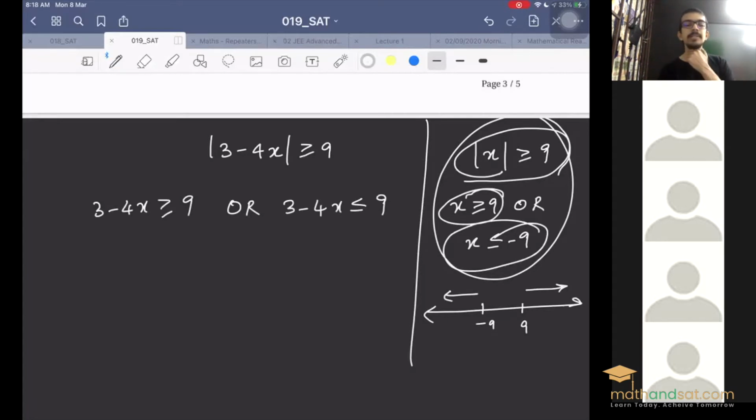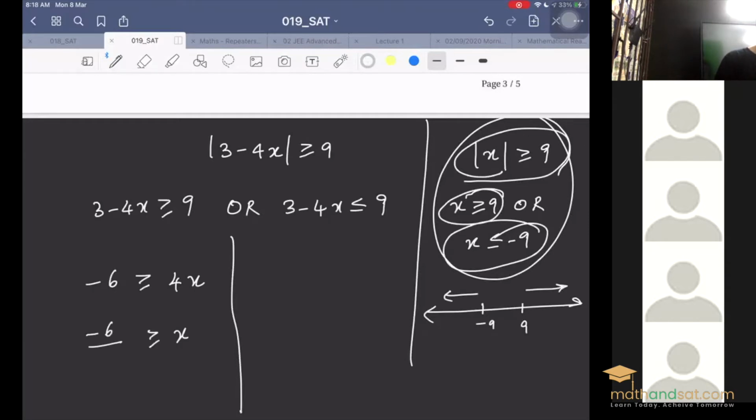So we have two inequalities, but they are two different sets of numbers because they are connected by OR. So we have the union of two sets. Let us simplify this. 3 minus 4x is greater than or equal to 9. You can take 4x to this side. We have 4x less than or equal to 3 minus 9, which is minus 6. So your x is less than or equal to minus 6 by 4, which is minus 3 by 2. Your x is less than or equal to minus 3 by 2 in this case.